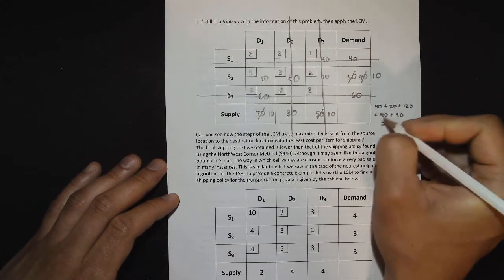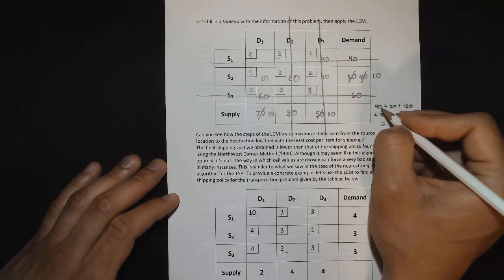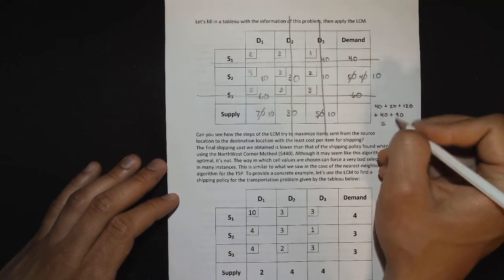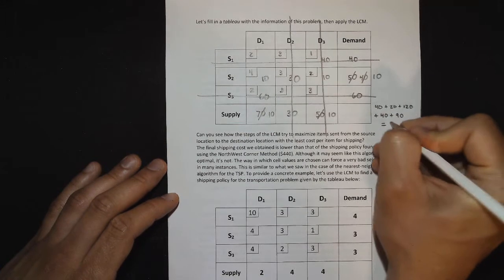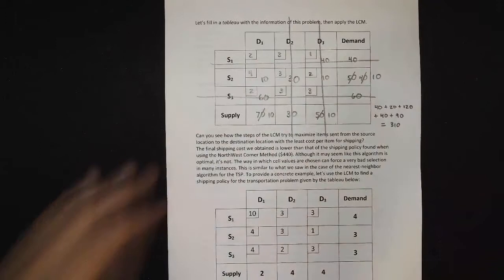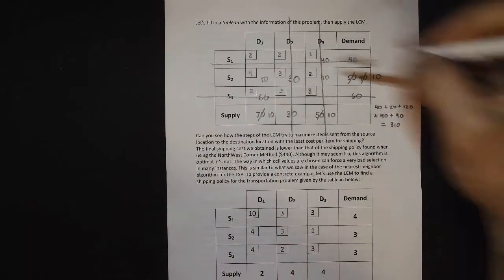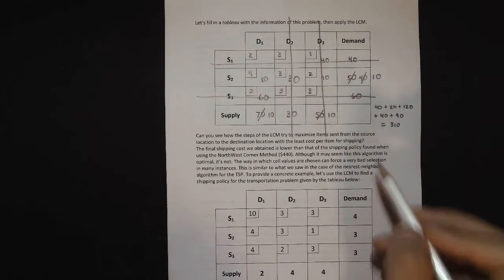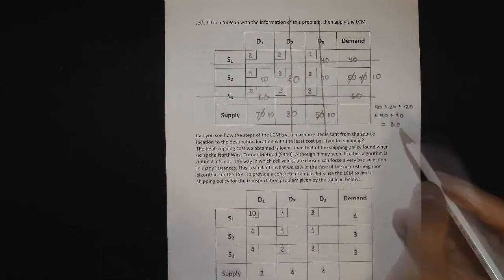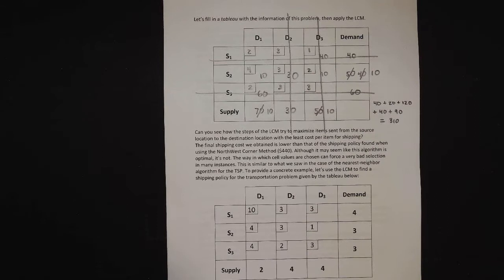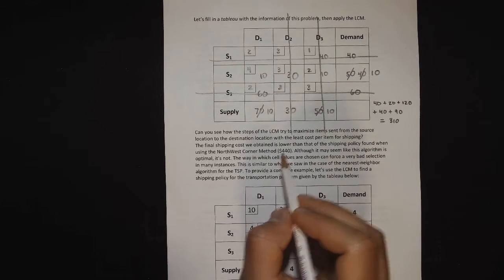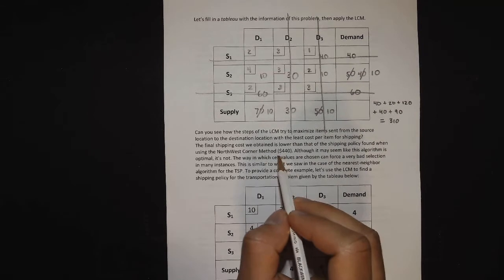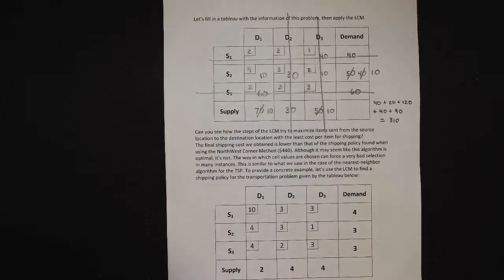Right, so this is, let's see, 80, 100, 220, so 310. Okay, let me verify these numbers here. 40, 20, 90, 40, 120. Yes, so the total shipping cost for this shipping policy was $310. Okay, that's far lower than the $440 that was obtained from the shipping policy of the Northwest Corner method.